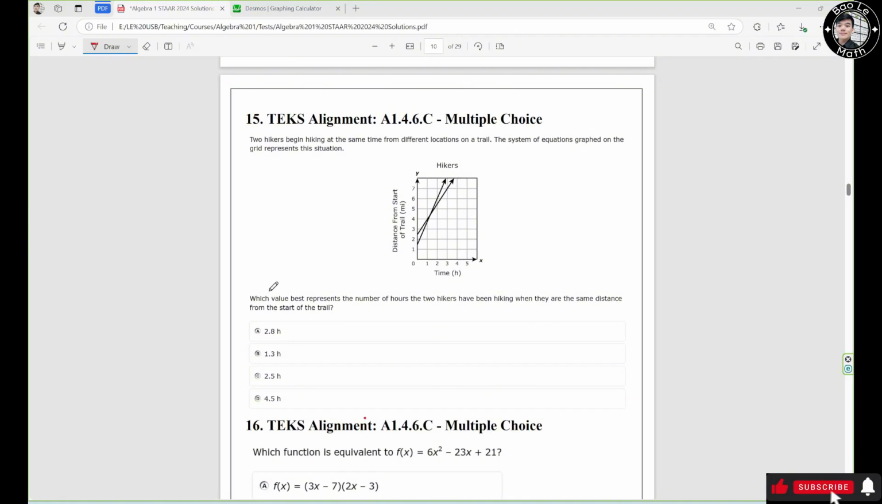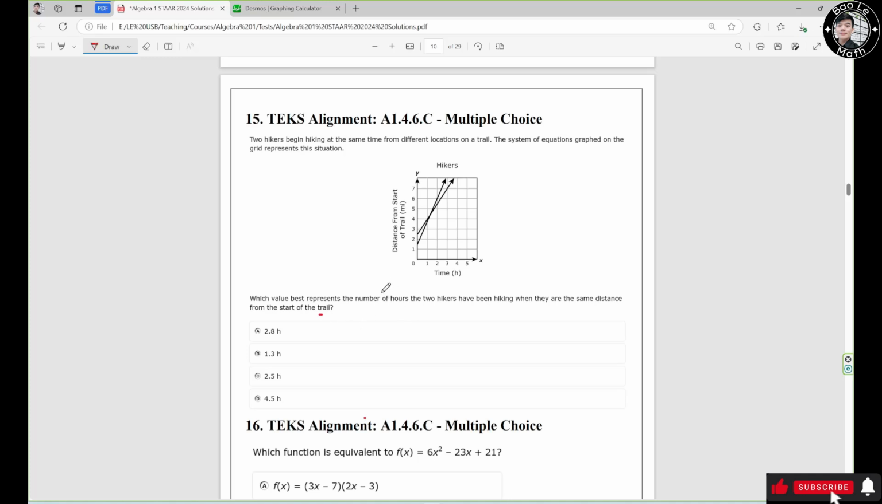Now let's move on to question number 15. Two hikers begin hiking at the same time from different locations on a trail. The system of equations graphed on the grid represents this situation. Which value best represents the number of hours the two hikers have been hiking when they are the same distance from the start of the trail, right?